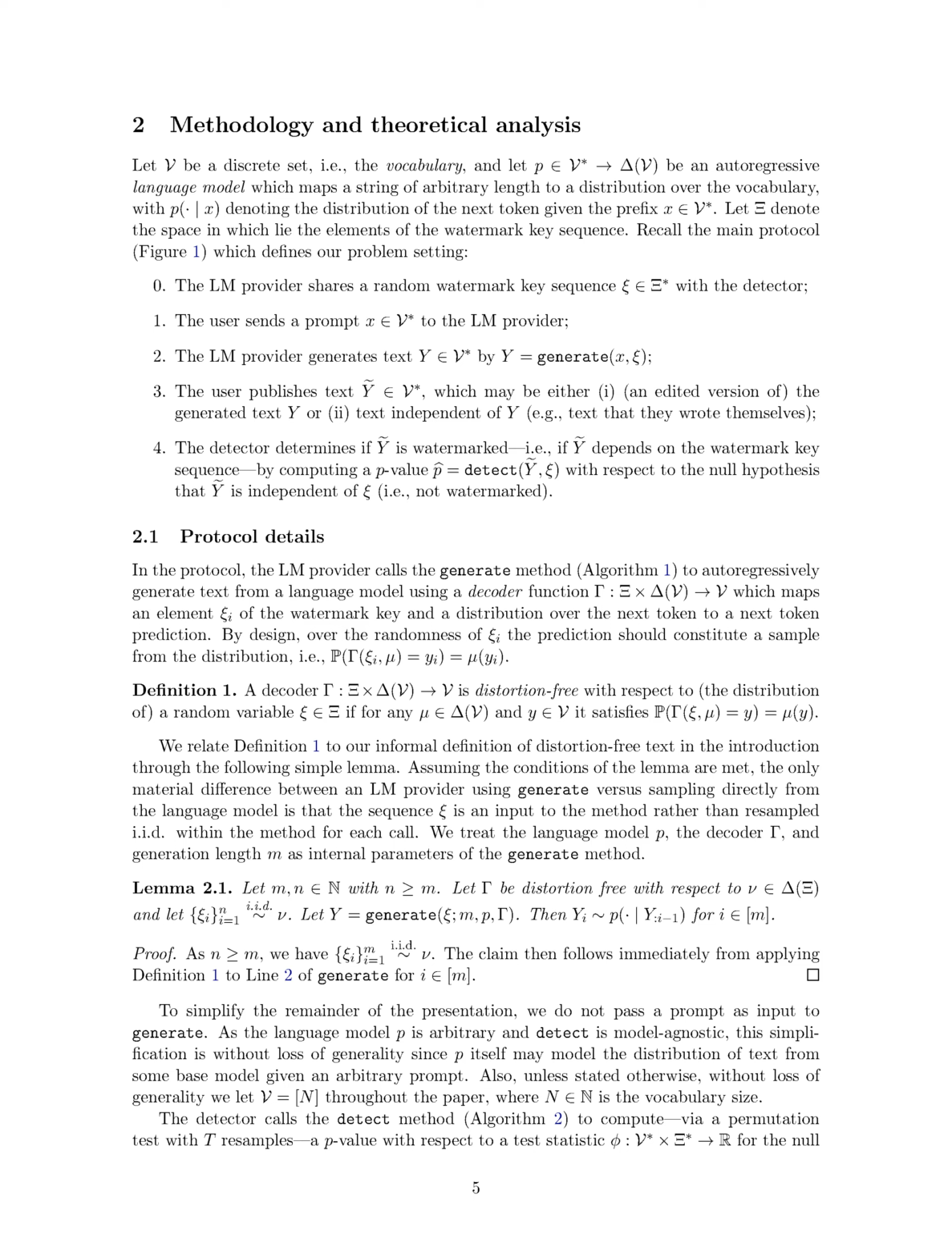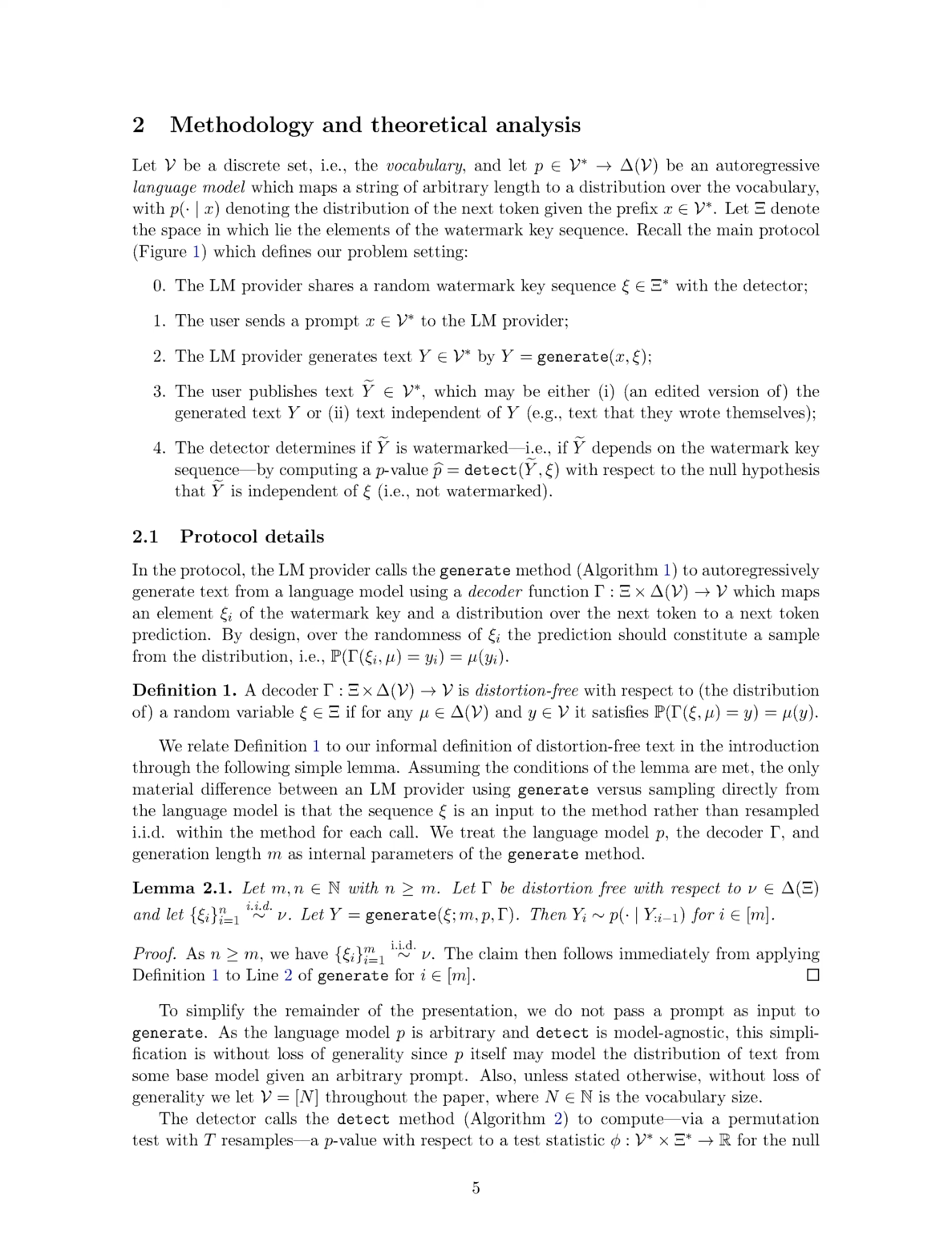The language model provider uses a method called generate to create text. This method uses a decoder function that takes an element of the watermark key and a distribution over the next token to predict the next token. The prediction should be a sample from the distribution. The paper defines a decoder as distortion-free if it satisfies a certain condition. This condition is that the probability of the decoder predicting a certain token given a distribution is equal to the probability of that token in the distribution.